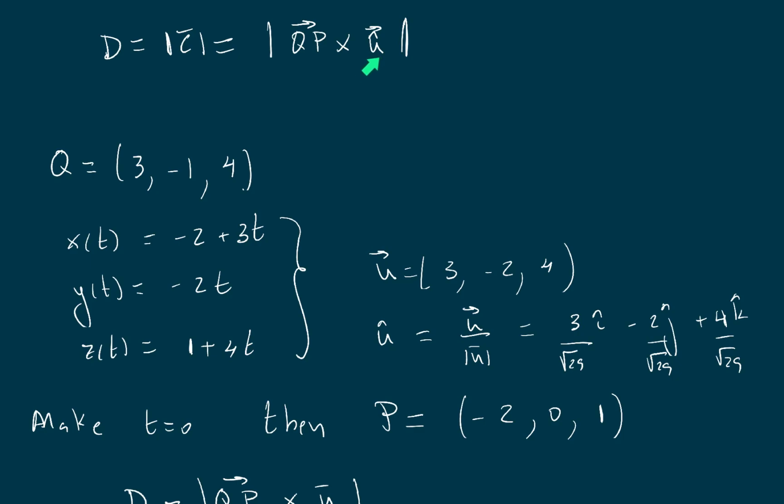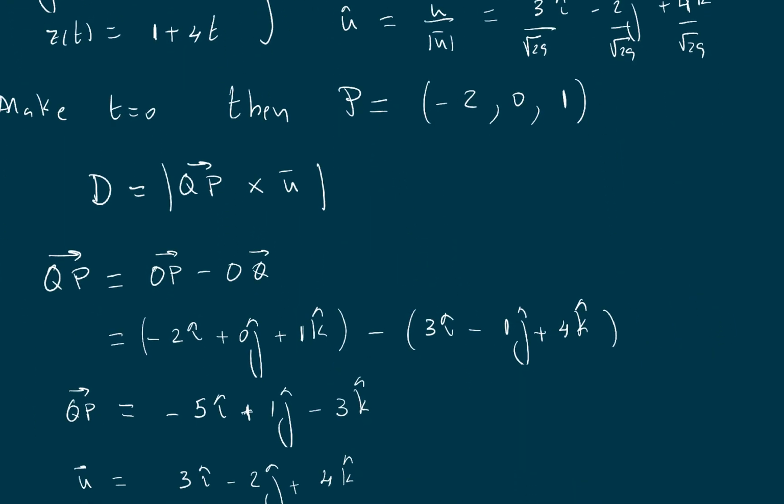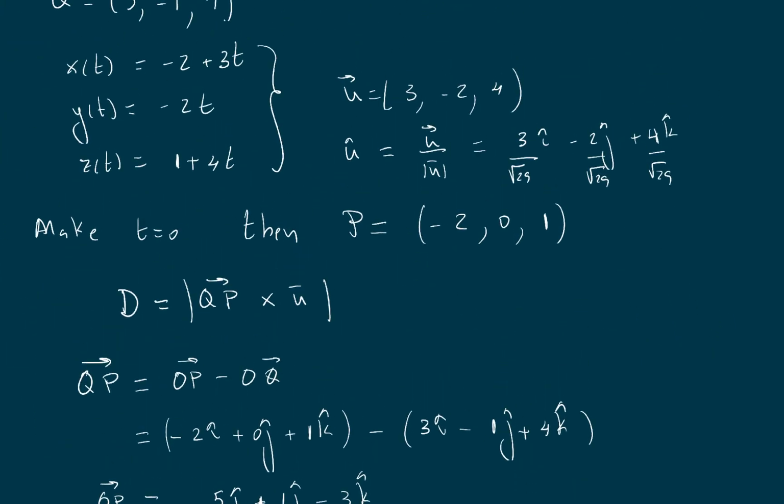Now we have to find QP. Who is P? P is any point on the line. Let's find any point. You can make t equal 0, or t equal 1, or any t, and find the point x, y, and z. The easiest way is to put t equal 0. If you put t equals 0, the point is (-2, 0, 1). So the point P is (-2, 0, 1), and who is QP?